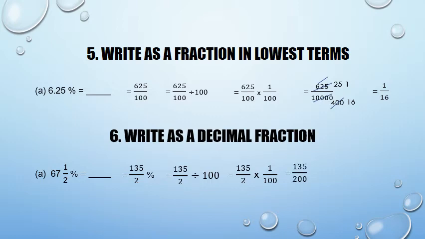So 135 upon 200, now divided by the common number 5. So 135 divided by 5 is equal to 27, and 200 divided by 5 is equal to 40. So 27 upon 40, which is equal to 0.675. So children, this is our answer as a decimal fraction.